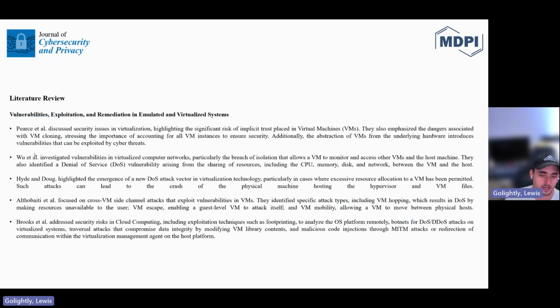Addressed security risks in cloud computing, including exploitation techniques such as footprinting to analyze the operating system platform remotely, botnets for DoS or distributed denial of service attacks on virtualized systems, traversal attacks that compromise data integrity by modifying the VM library contents, and malicious code injection through man-in-the-middle attacks or redirection of communication with a virtualization management agent on the host platform.